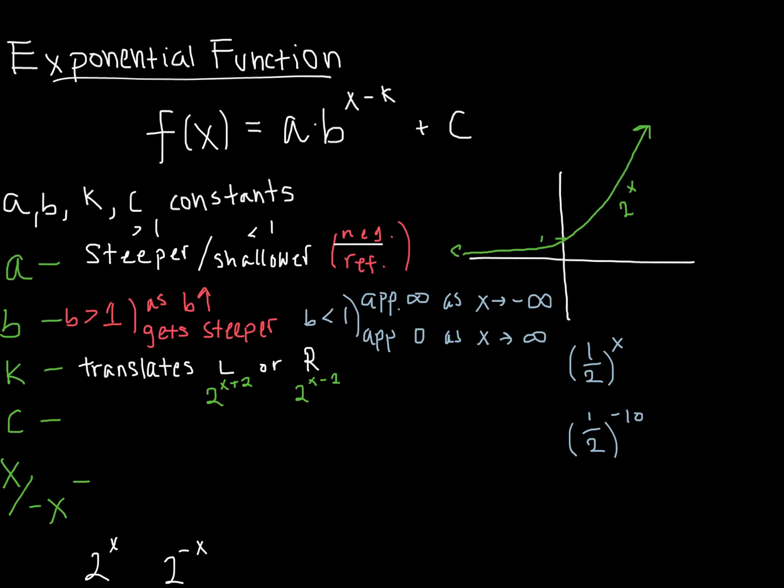Well, imagine that you had 2 to the x minus 2. What would your x value now need to be so that you had 2 to the 0? Well, it would have to be 2. So only when your x value was 2 would you actually have this output value of 1.